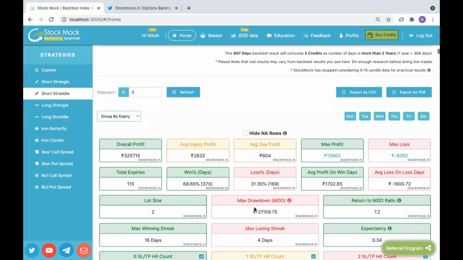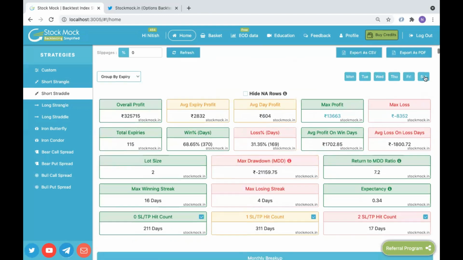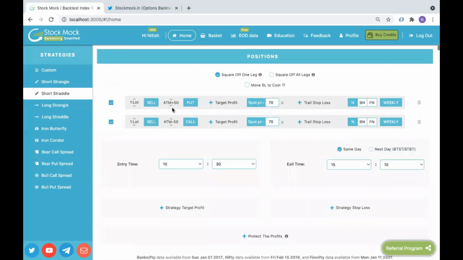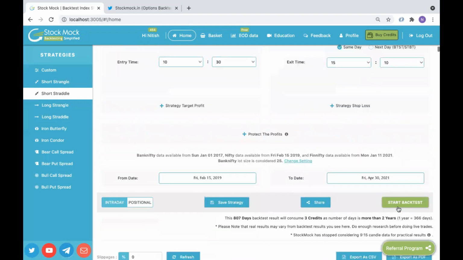So let's try to filter some days. Let's see when it's actually causing some issues. Let's say we do Monday and Friday. This is fine. Okay, so let's try to do something else. So if this is inverted strangle, I'll do, let's say, normal straddle. Normal straddle with 70 points movement.